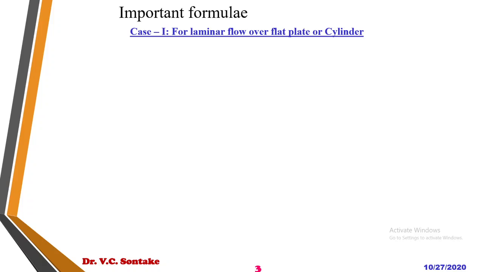Okay. So, as you know, external flow means when a fluid is flowing over a surface. So first we will talk about external flow. An example of external flow is flow taking place over a flat surface or a cylindrical surface. Outside the cylindrical surface is an example of external flow. So case 1, let us discuss the formulae involved for laminar flow over a flat plate or cylinder.